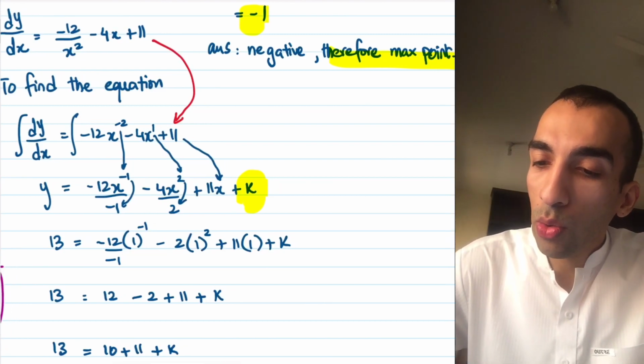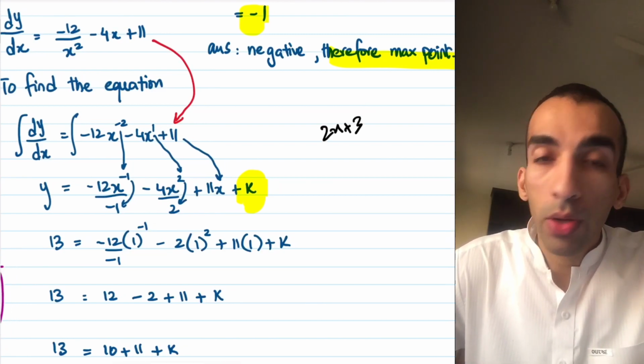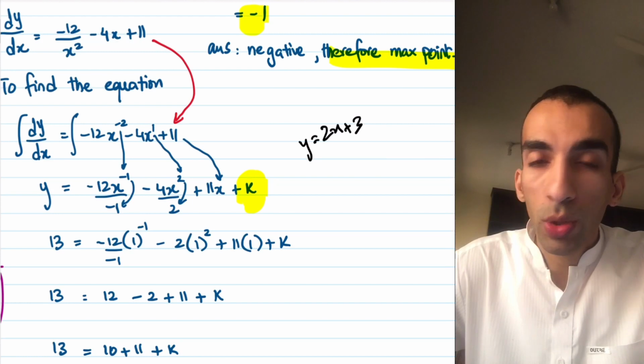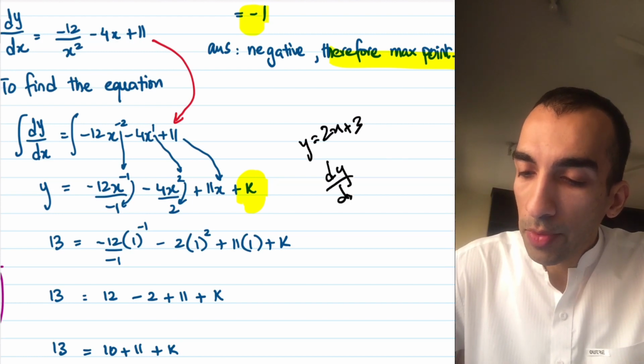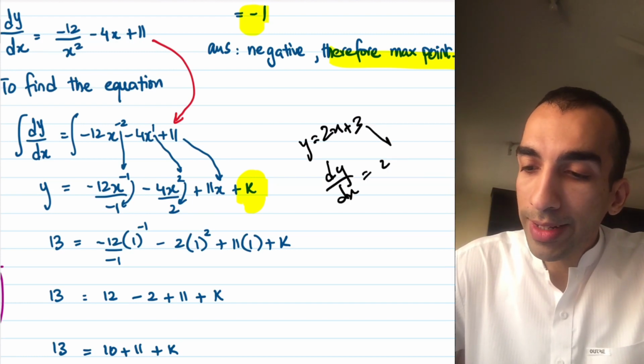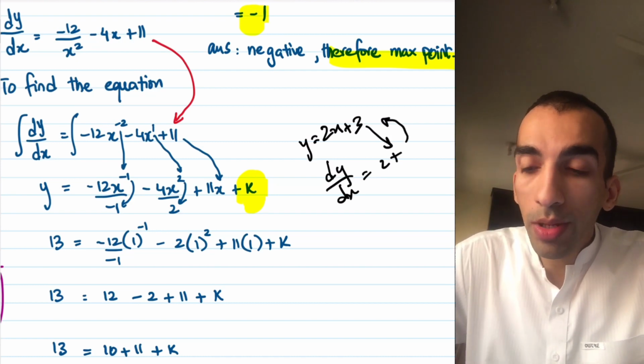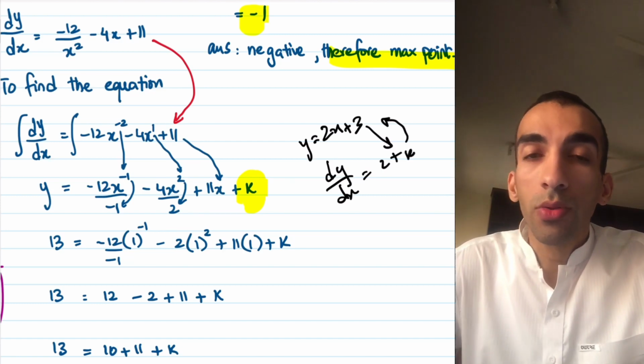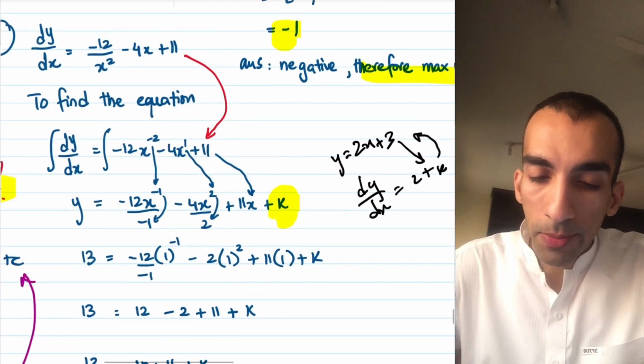Let me tell you why. If you have the equation dy is equal to 2x plus c, if you differentiate it will be 2. Where did the c go? It disappeared. So when you are integrating and taking it back, you know there was some number which disappeared. You can just call it k because you don't know it yet.